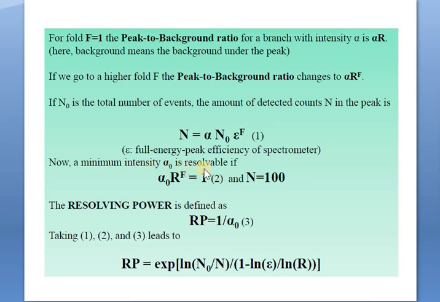If N0 is the total number of events, then the number of detected counts, capital N, in the peak is equal to alpha N0 into epsilon to the power F, where epsilon is the full energy peak efficiency of the spectrometer. For a minimum intensity alpha 0 to be resolved, this will be possible if alpha 0 into R to the power F is equal to 1. And suppose we take the number of detectors to be capital N.